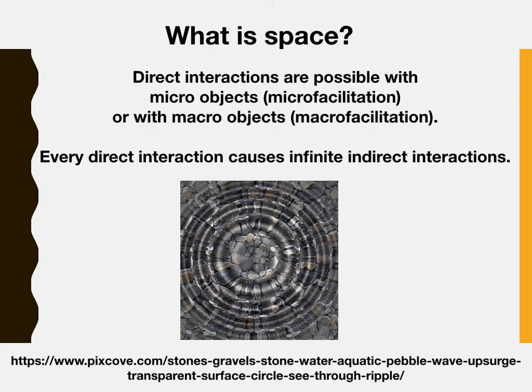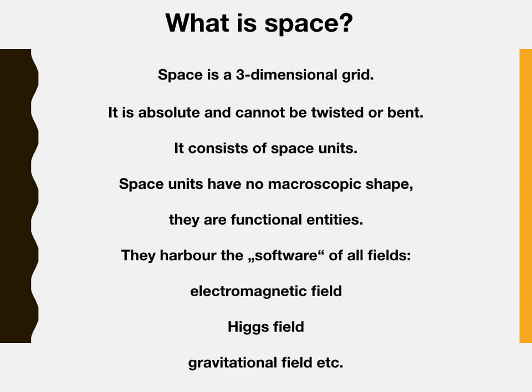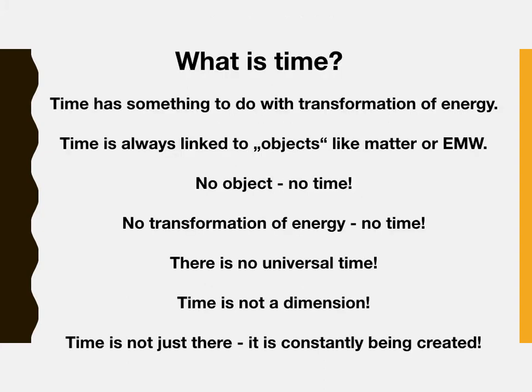It's very much like dropping a stone in the pond. So in my little universe, space is a three-dimensional grid. It's absolute and cannot be twisted or bent like in the Einsteinian universe. It consists of space units, and space units are things of the microscopic world. They have no macroscopic shape, they're functional. They harbor a software which then creates all sorts of effects, like the electromagnetic field, the Higgs field, the gravitational field, etc.